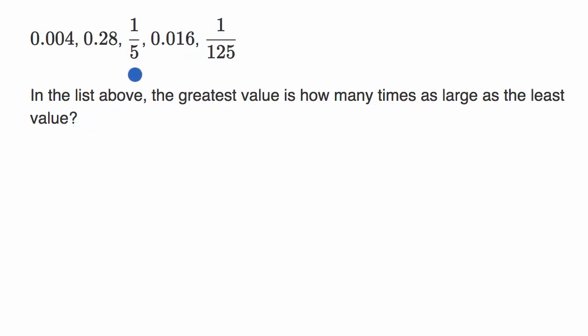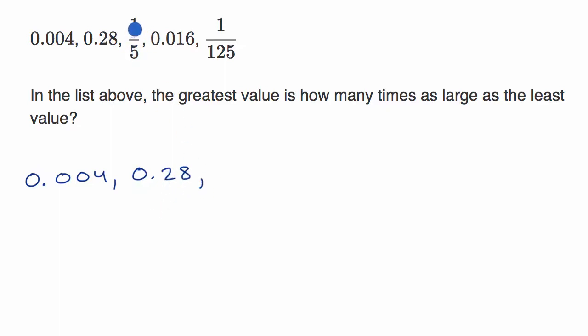Now, in order to do this, it's useful to have all of the numbers in the same format so that we can at least compare them and figure out which one is the greatest and which one is the least. So let's convert them all to decimals. This first number right over here is already in decimal form, 0.004. The next one is also a decimal already, 0.28 or 28 hundredths. This next one, 1/5.